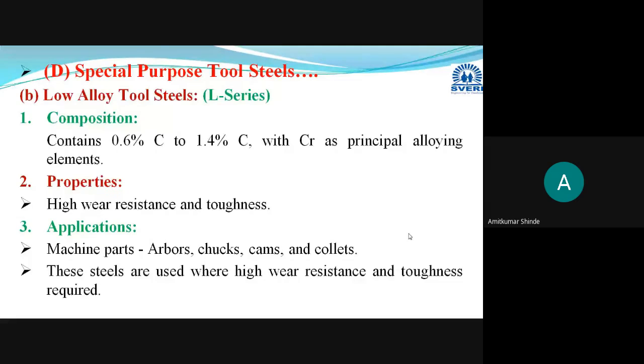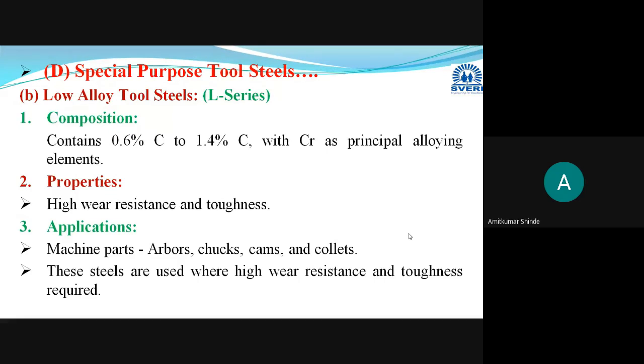Okay, their quantity will be smaller. That's why these are termed as low alloy tool steels, and they have very good wear resistance and toughness. That's why they are used in different machine parts, like the different types of chucks, and in manufacturing of different cams or bolts like that. Some specific applications require high wear resistance and toughness, and there you can apply these low alloy tool steels, designated by the L series.